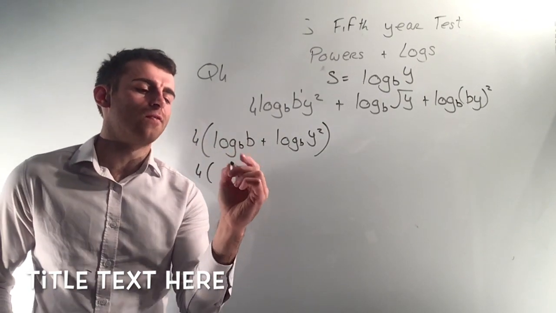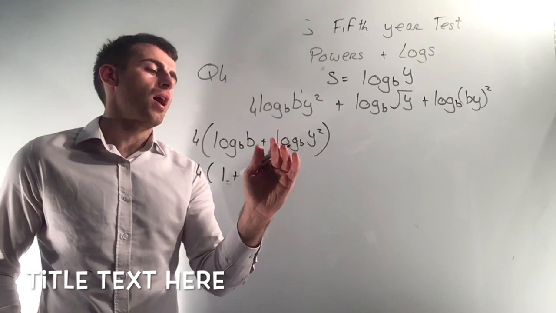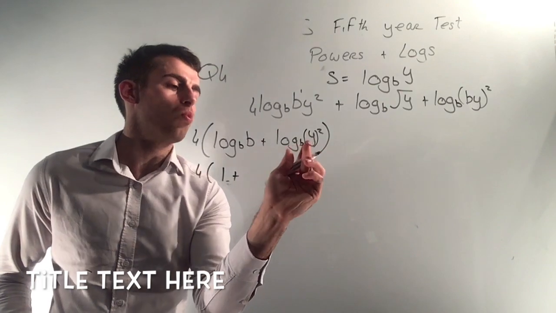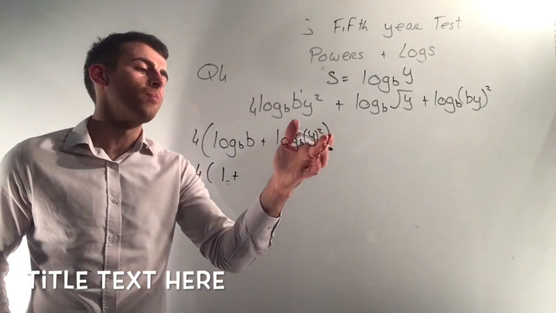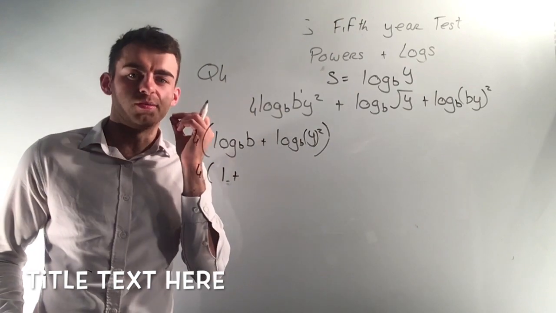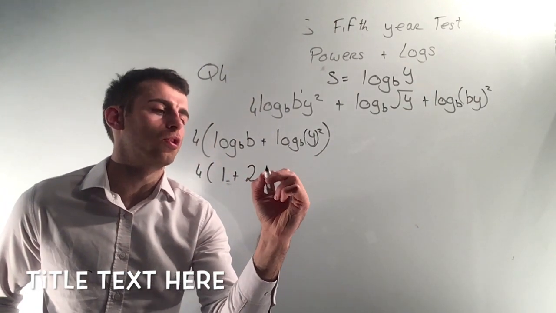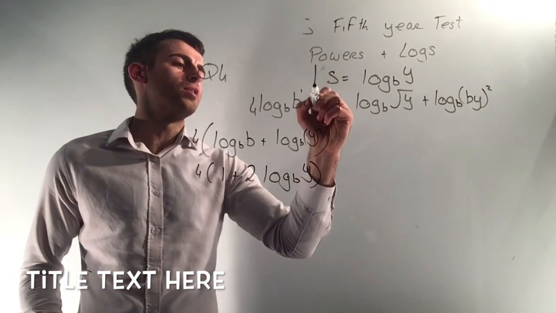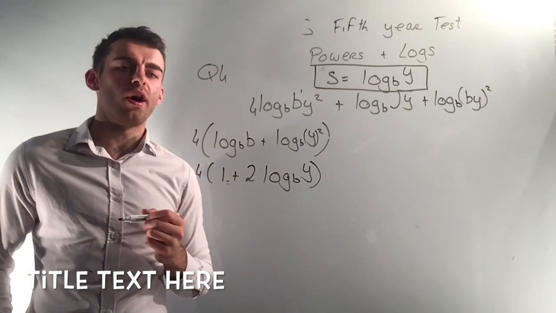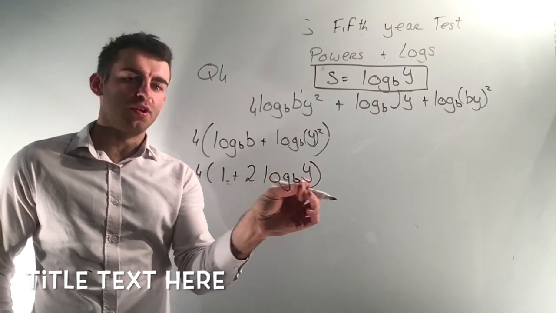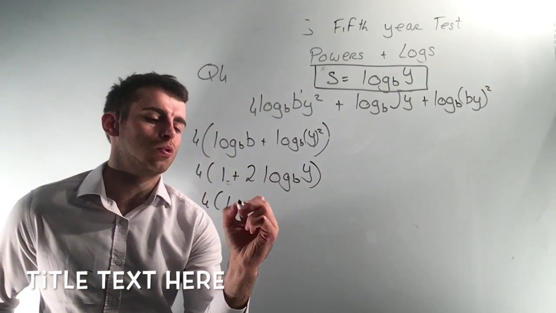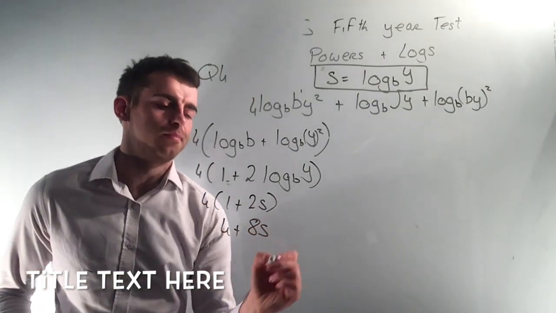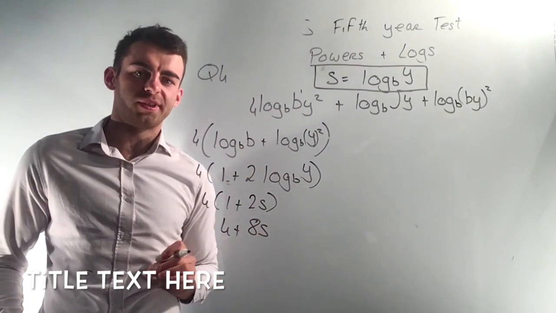So I can rewrite this as 4 times 1 plus, and now because it's y squared, it's y to a power, which is the same as what we have over here. We can just bring the power in front. So I can use my third rule of logs to simplify this. It just becomes 2 log y to the base b. And of course in the question it told me that s is equal to log y to the base b, which means that this is just 2 times s. So I have 4 times 1 plus 2s. 4 by 1 is 4. 4 by 2s is 8s. So my first term just becomes 4 plus 8s.